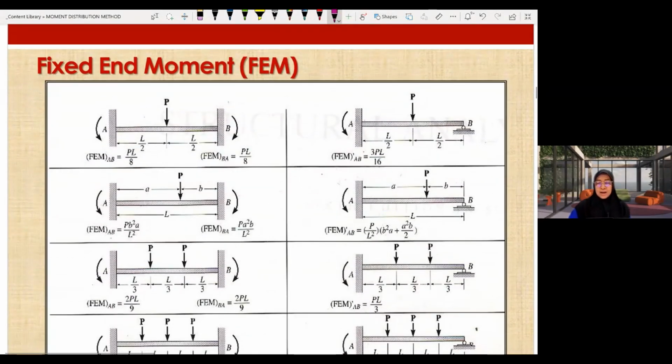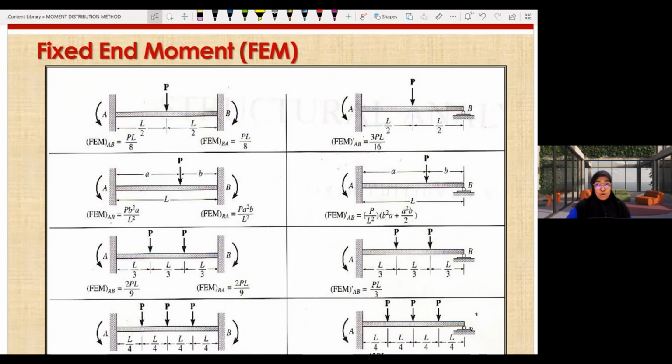Okay, this is some of the formula for fixed end moment. You are given the appendix in the final exam. But this diagram is actually taken from the textbook. It has two columns, so what you need to refer to is the first column. In the first column, we can see that both ends are fixed. So the first column is called far end fixed. We just need to refer to the first column.